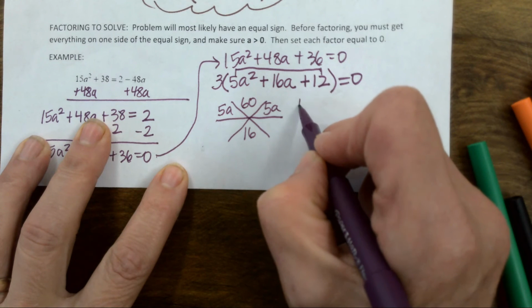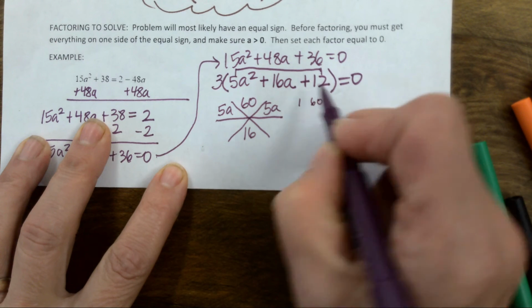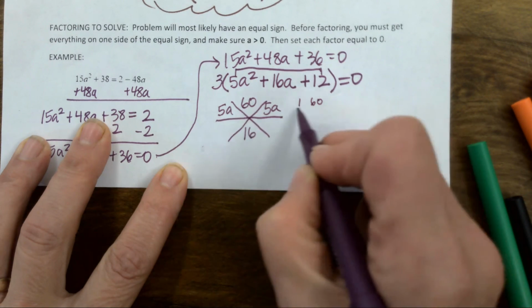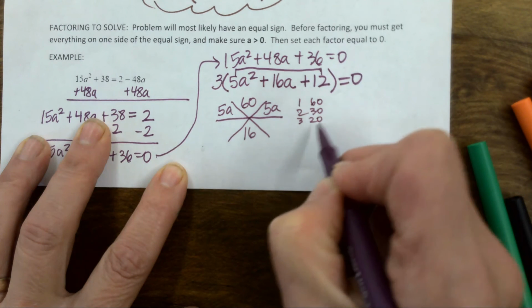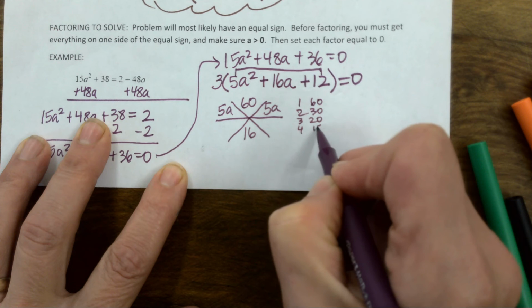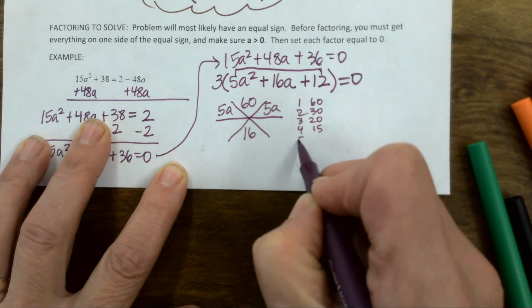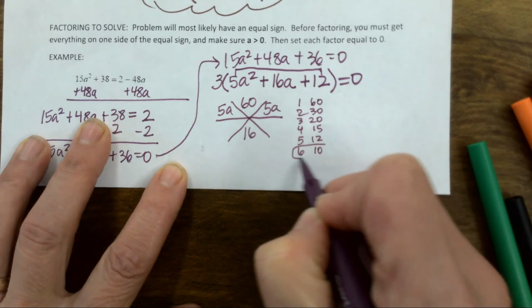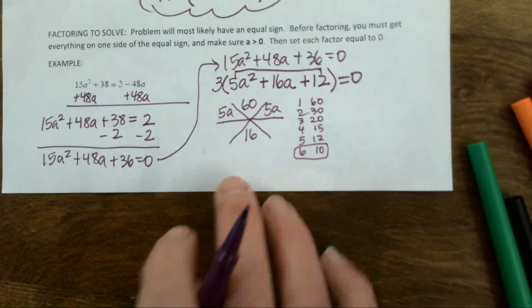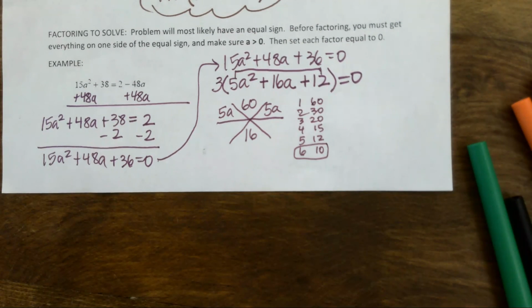But when you're going through, you'll just list the ways to get 60: 1 and 60, 2 and 30, 3 and 20, 4 and 15, 5 and 12, 6 and 10, until I find the one that's going to add to 16. And I need to be a little careful with that, add or subtract, but we'll play with those negative numbers in a little bit when we practice.